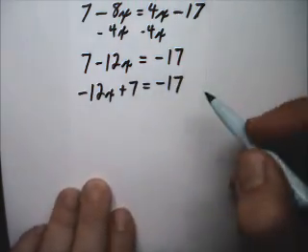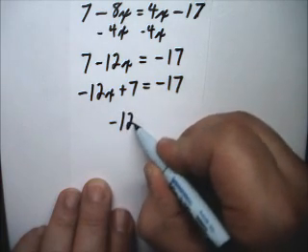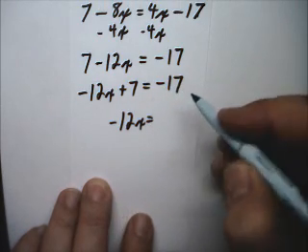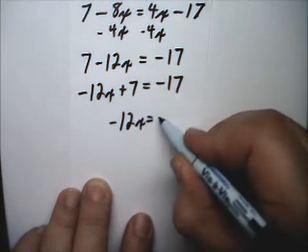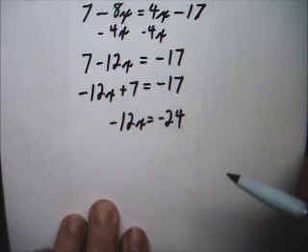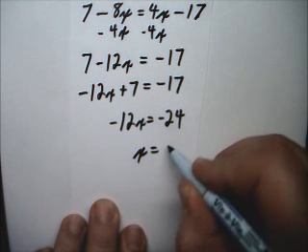So now I will subtract 7 from both sides, and I get negative 12x equals, let's see, a negative and that's positive, so that's equals negative 24. So now I divide both sides by negative 12 to get x equals positive 2.